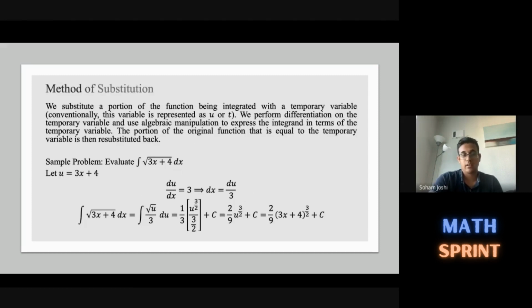Okay, so now that we got that done, let's move to the first approach of integration, the method of substitution, also called U-substitution. So how does it work? So we substitute a portion of the function being integrated with some temporary variable. Conventionally, this variable is represented as u or t, but you can choose your own variable. We perform differentiation on the temporary variable and use algebraic manipulation to express the integrand in terms of the temporary variable. The portion of the original function that is equal to the temporary variable is resubstituted back after the integration is done.